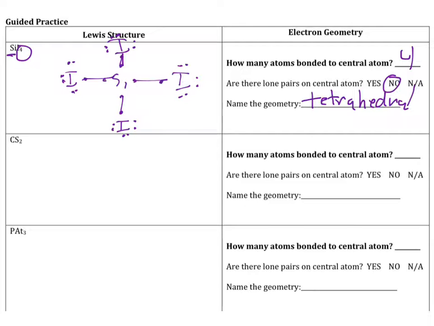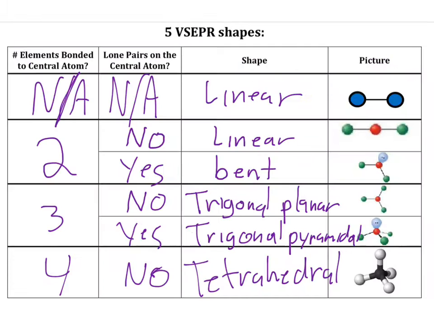All right, carbon is the central atom, and if you draw the Lewis structure for carbon, there are no lone pairs. So there's no lone pairs. Now there's 2 sulfurs attached to that carbon, and so what has 2 atoms and no lone pairs? 2 atoms, no lone pairs, linear, easy peasy.